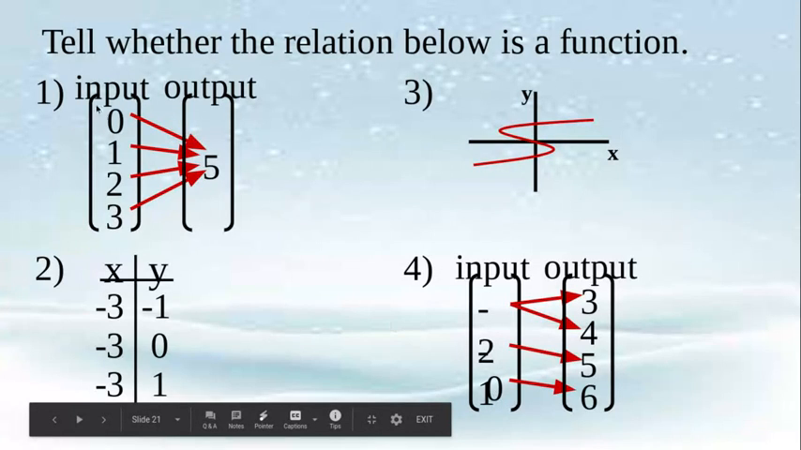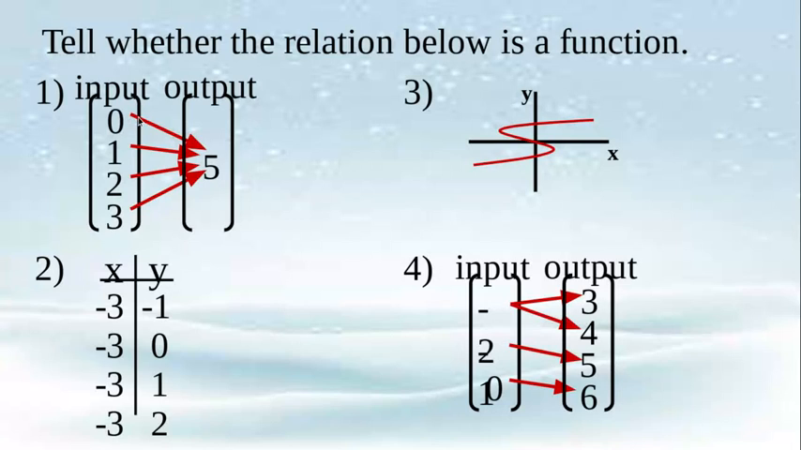All right, so let's look at the first one. Function or not a function? All right, 0 has 1 arrow, 1 has 1 arrow, 2 has 1 arrow, 3 has 1 arrow. So that is a function. Doesn't matter that they're all going to 5. The y's don't matter. All that matters is on the domain, on the input, each number only has 1 arrow. So that's good. Check function.